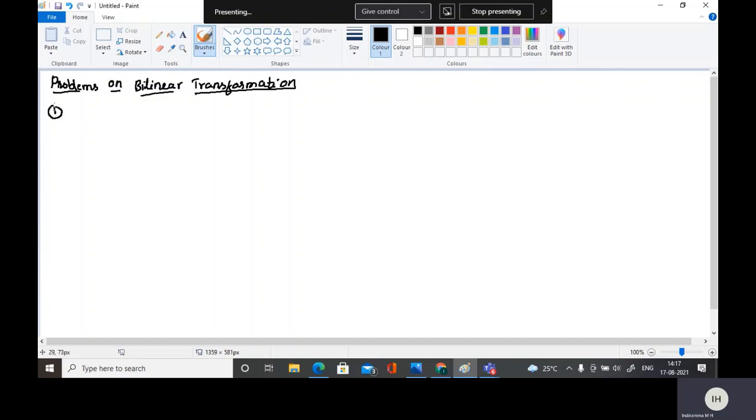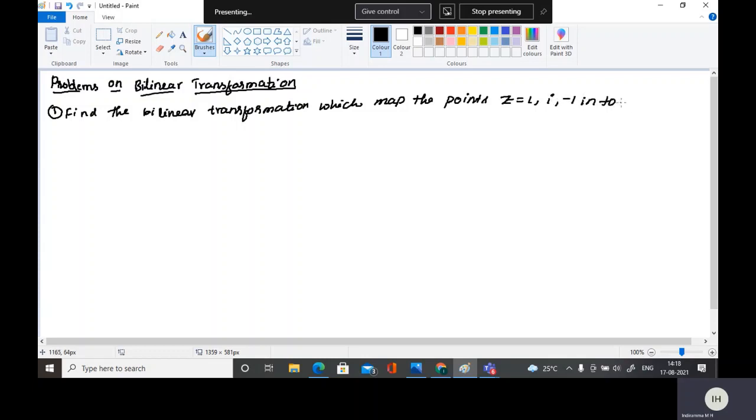So first one, find the bilinear transformation which maps the points z is equal to 1, i, minus 1 into w is equal to i, 0, minus i under the transformation.